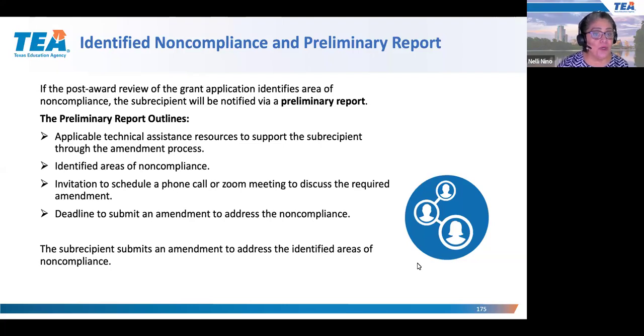If our review identifies an area or areas of non-compliance, the preliminary report will be sent to you outlining the following items. We will offer you technical assistance resources. We will identify the areas of non-compliance within the application. We'll also send an invitation to you to contact us by phone call or Zoom meeting to discuss the required amendment. And finally, we'll send you a deadline to submit the amendment addressing the non-compliance issue or issues so that we can keep these applications moving along.